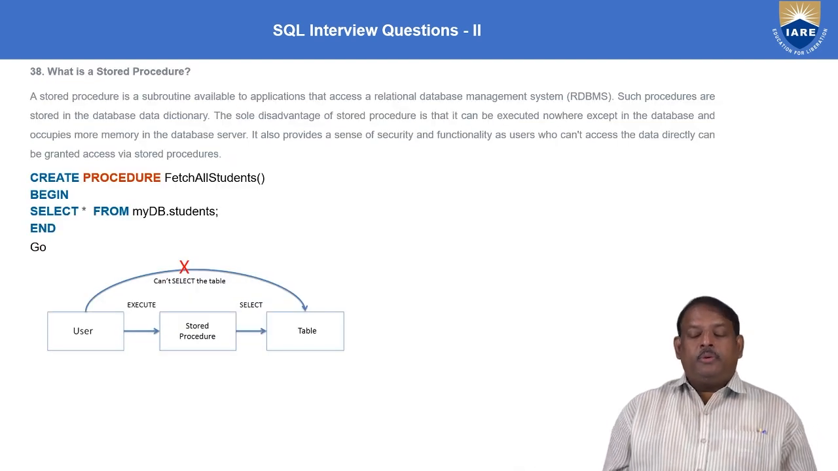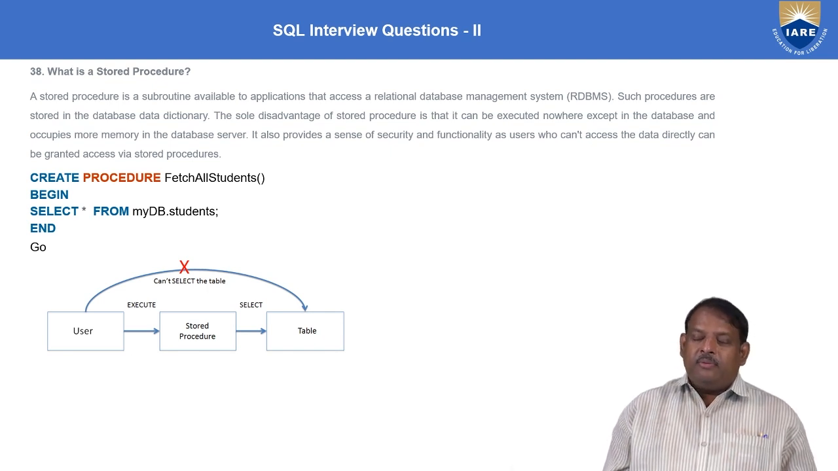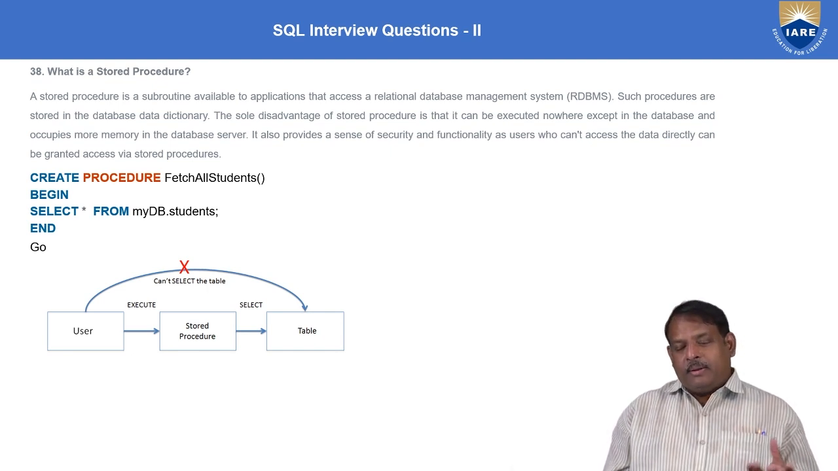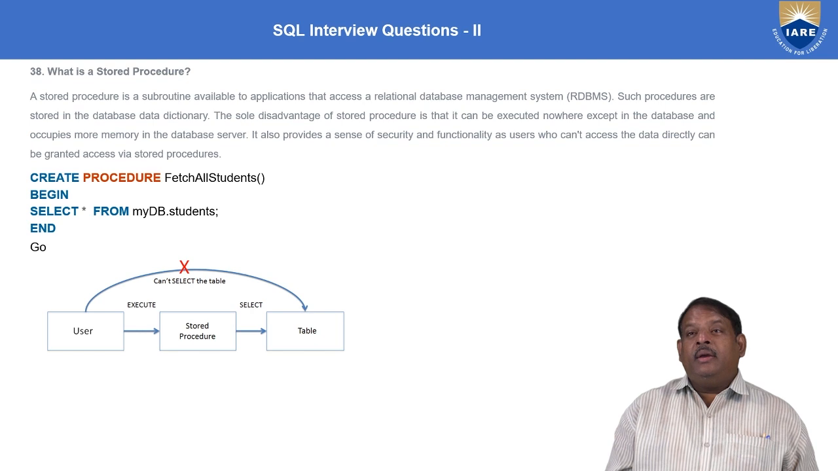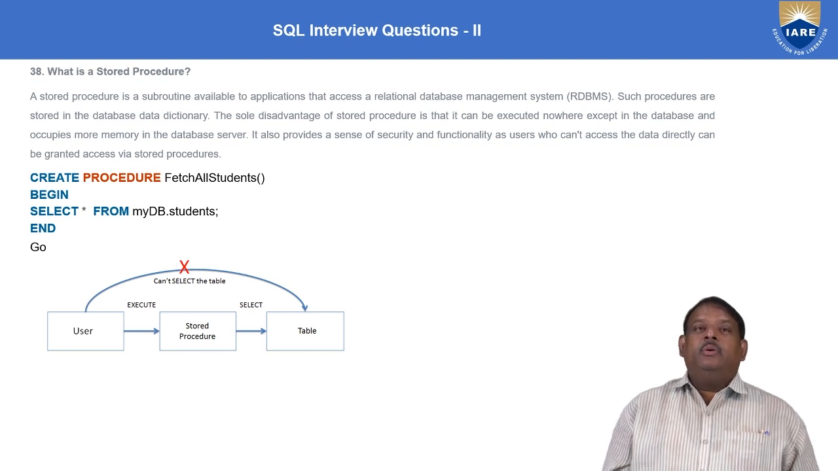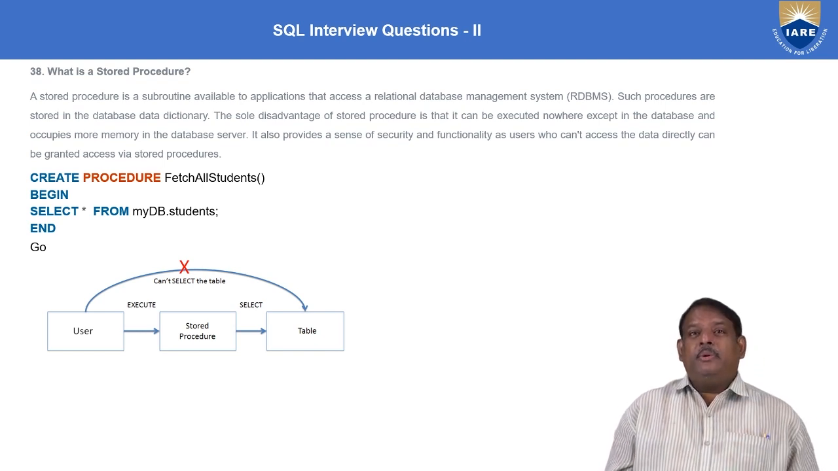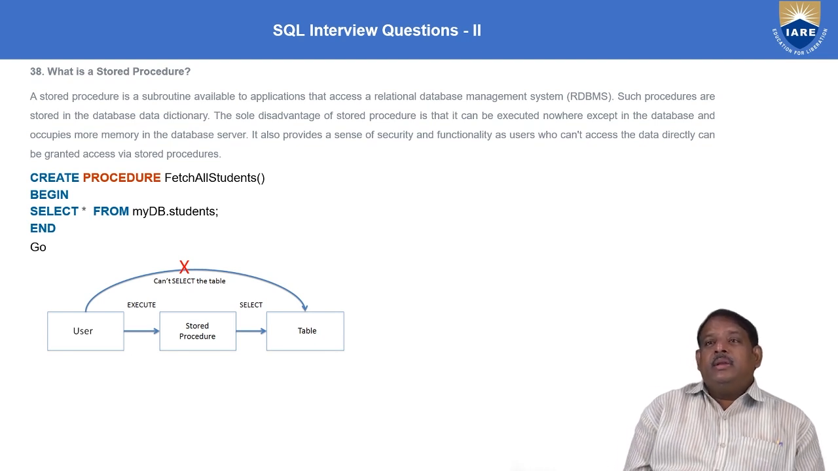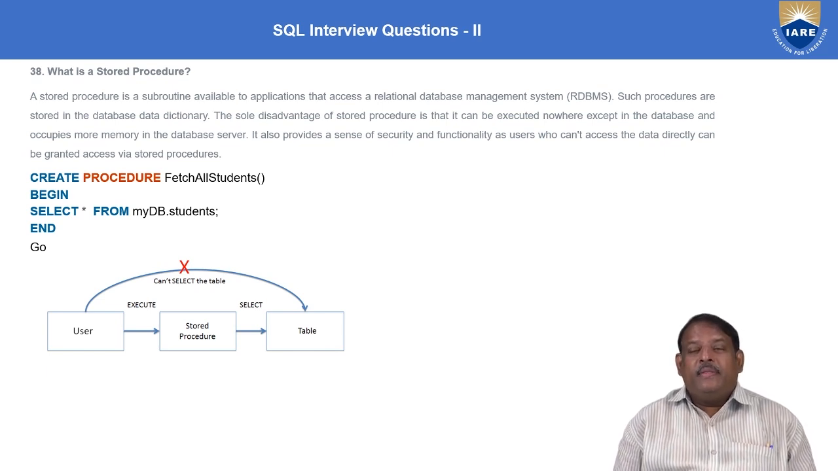What is a stored procedure? A stored procedure is also a type of programming object. It takes some parameters and does the logic, and it might not give a return statement. So a stored procedure is a subroutine available to applications that access a relational database management system. Such procedures are stored in the database data dictionary.